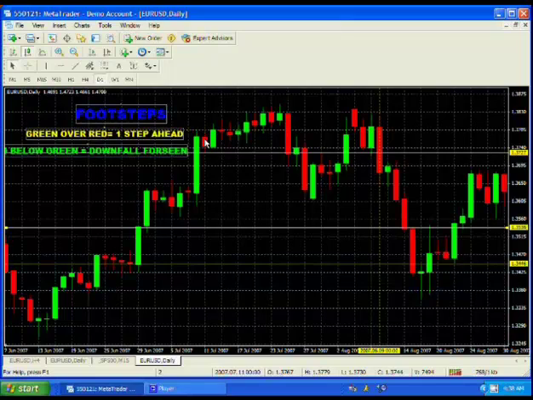And we can even tighten up our analysis further, because what if we don't even want to take a chance on a 50% pullback within the range of the last upward footstep? Now let's switch over to our line chart.